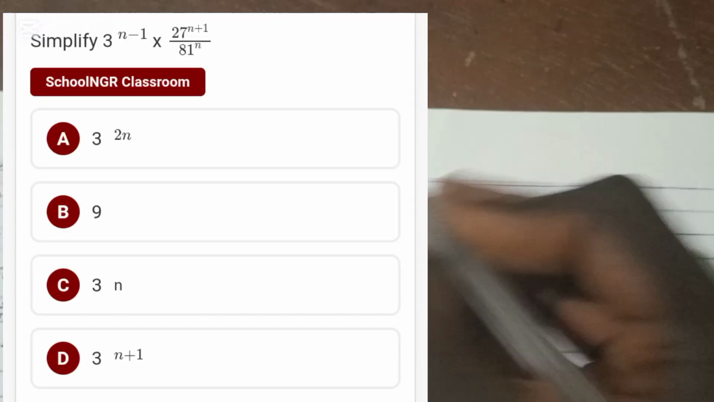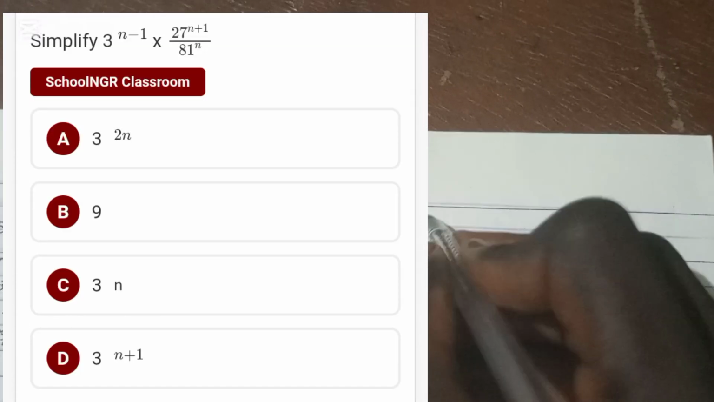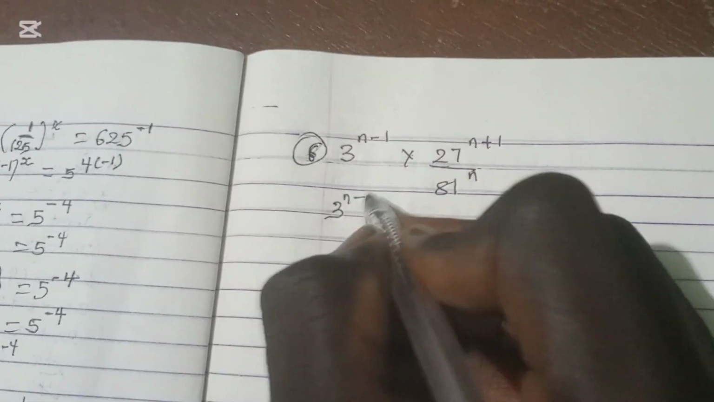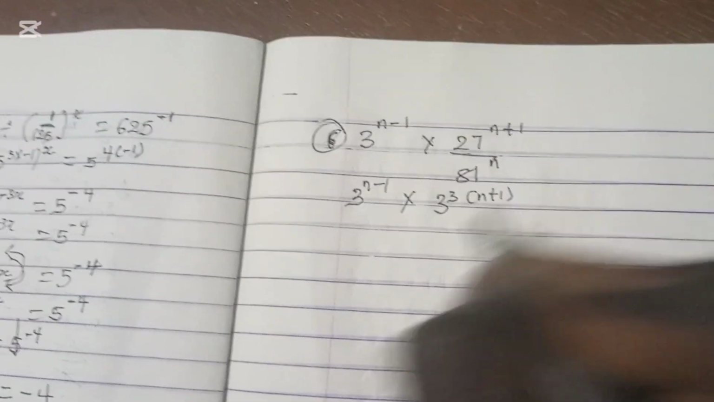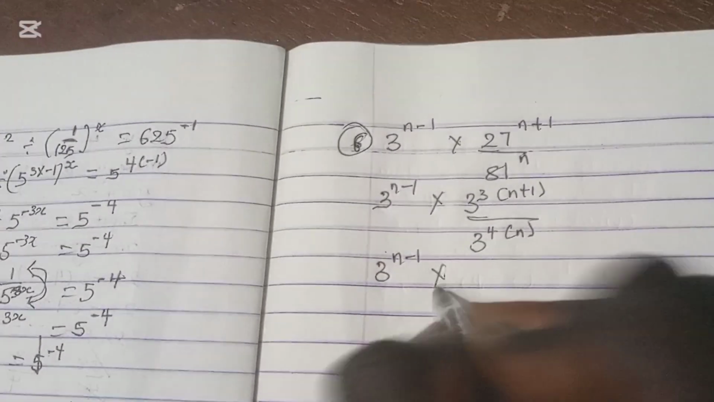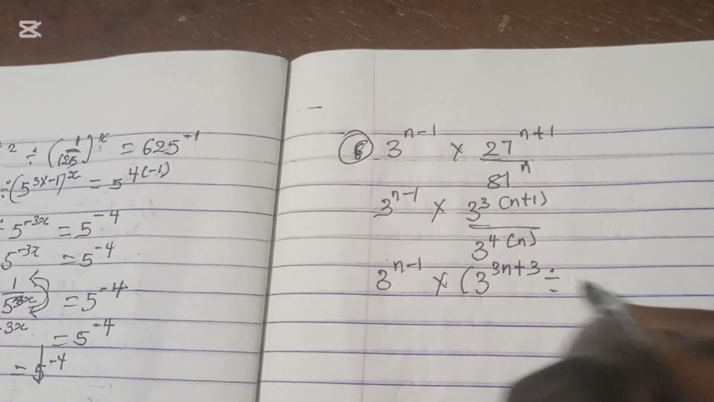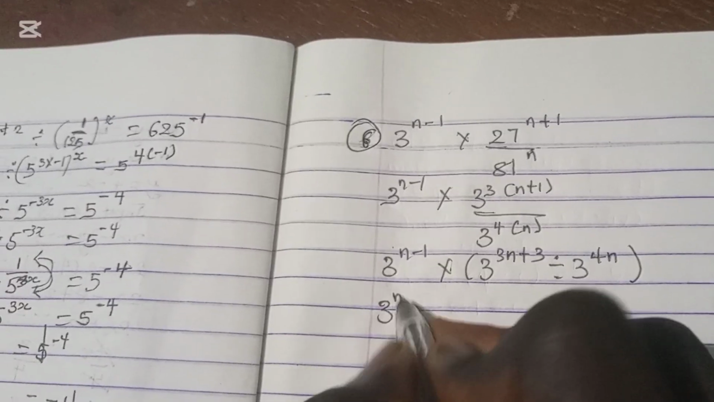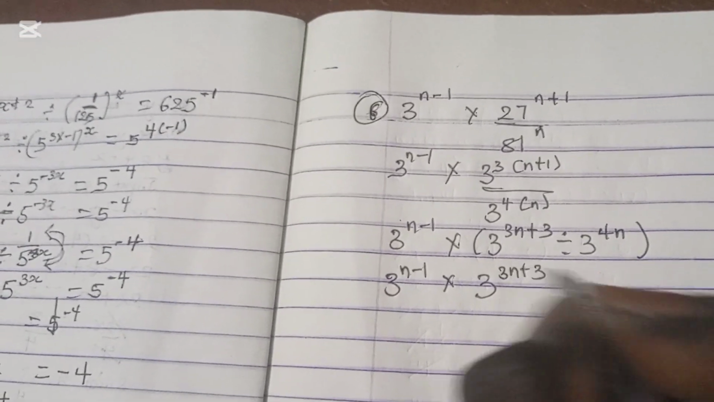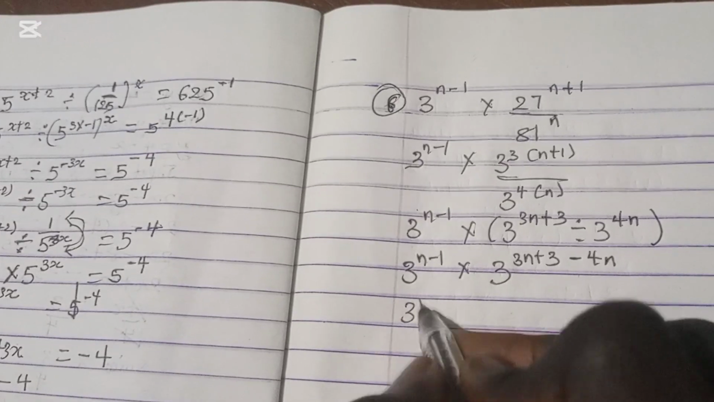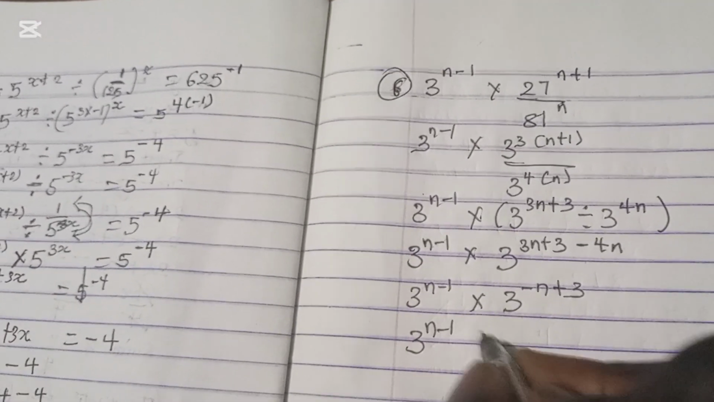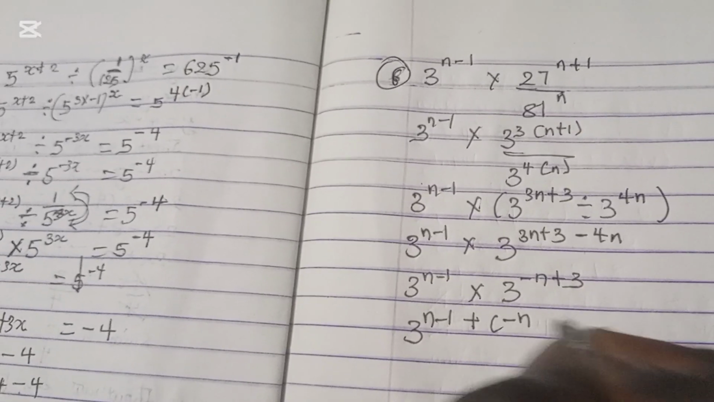Number 6 is 3^(n-1) times 27^(n+1) over 81^n. So this can be written as 3^(n-1) times 3 raised to the power 3(n+1) over 3 raised to the power 4n. So this can also be written as 3^(n-1) times 3 raised to the power 3n plus 3 divided by 3 raised to the power 4n. So this is written as 3^(n-1) times, using the subtraction rule, 3 raised to the power 3n plus 3 minus 4n. So that's 3^(n-1) times 3^(-n+3). So we have 3^(n-1) plus, and this is now addition, plus (-n+3).